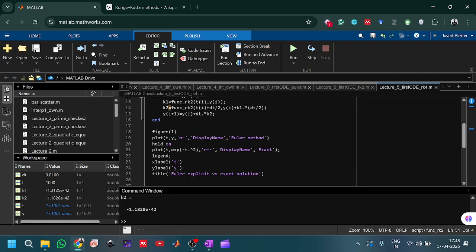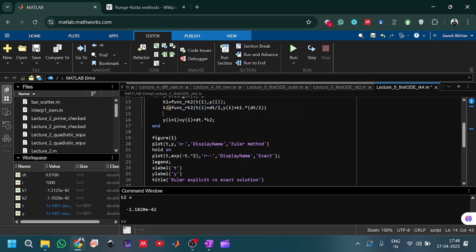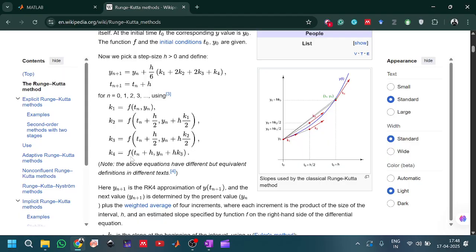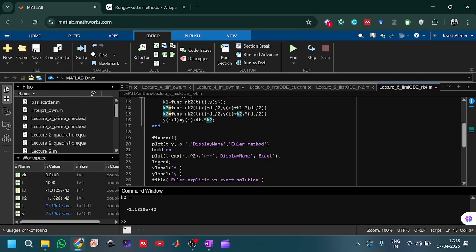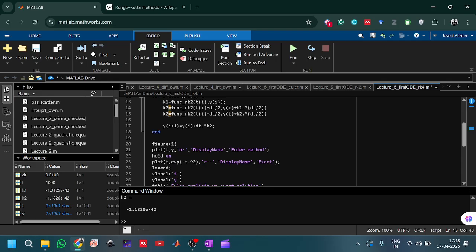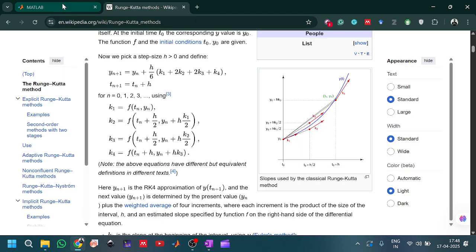And here what should be the k3? So k3, instead of k1 you will write here k2. And what will be your k4? It is basically t. So there should be another variable k4, is k3, and there will be k4, which will be a function at tn plus h.